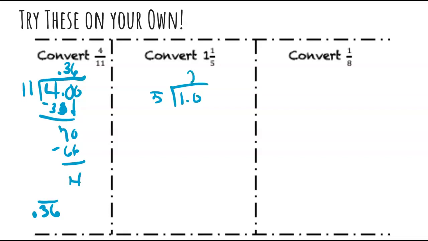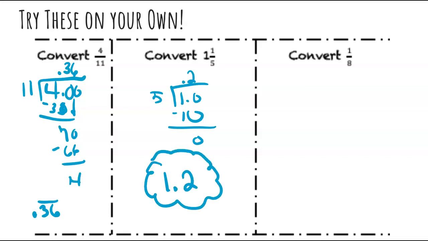5 goes into 10 2 times. Okay, 0 remaining. So my decimal is 0.2, and then I take my 1 and I put it right back in front of the decimal. So 1 and 1/5 converts to 1.2. And the last one is 1/8.